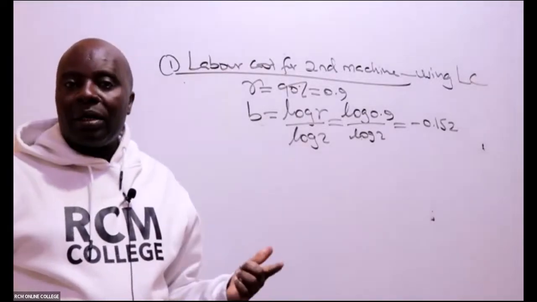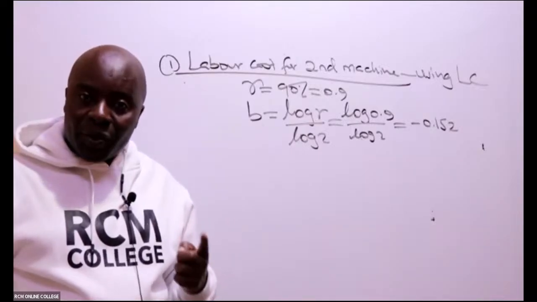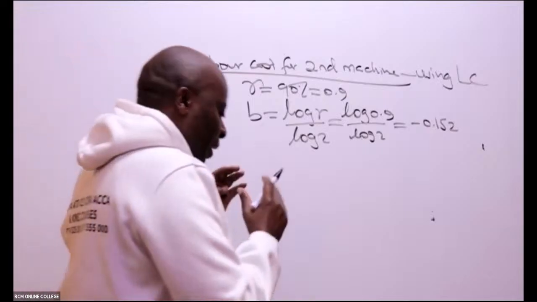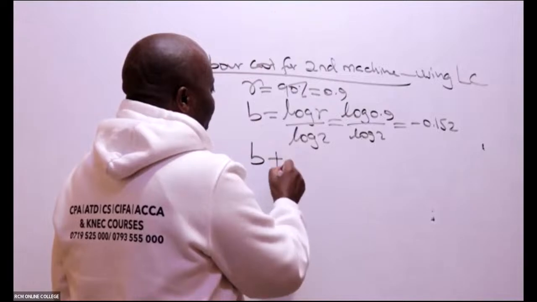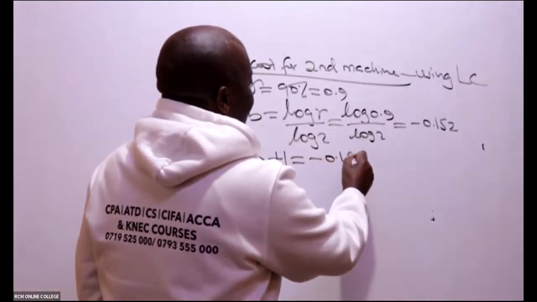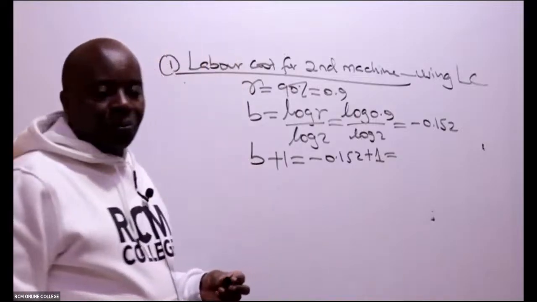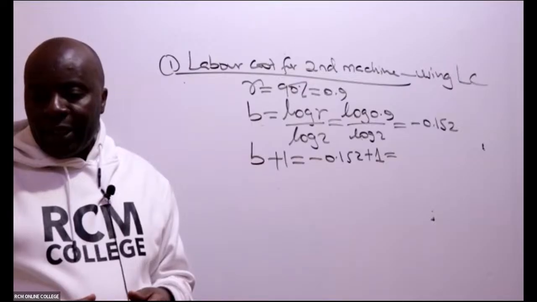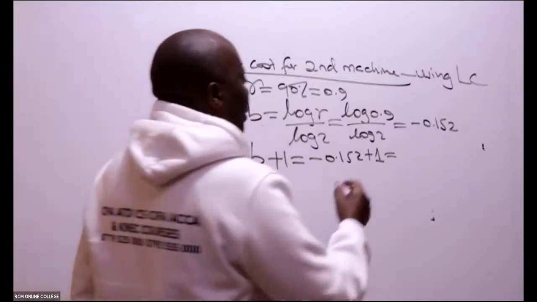That's a mark. One mark in advanced management accounting can make you see places that you've never seen before. Once you get B, take it a notch higher by giving us B plus 1. Minus 0.152 plus 1 gives us 0.848.